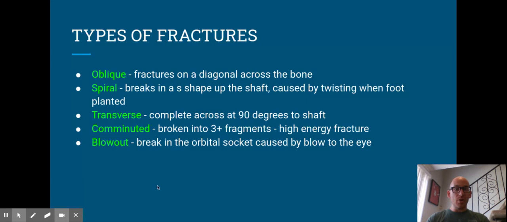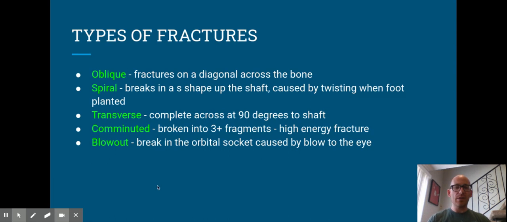Okay, there's more. There's lots. Oblique is a diagonal fracture across the bone. Again, this will make more sense when I show you the picture in a minute. Spiral is a spiraling fracture that breaks and curves around the bone. This one occurs when you plant your foot and then you turn away rapidly.